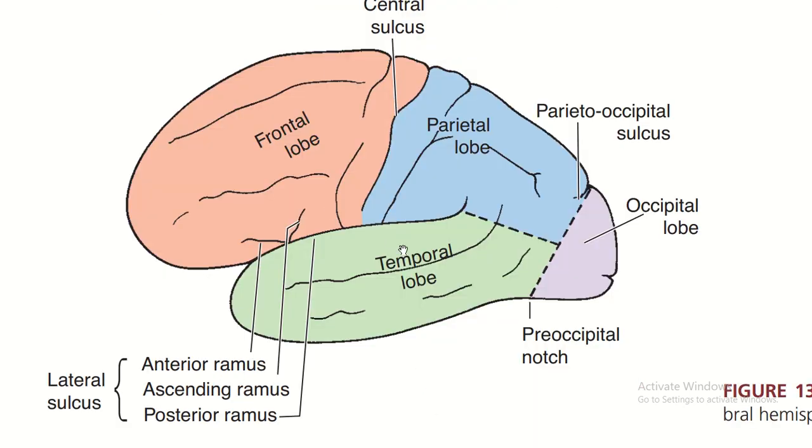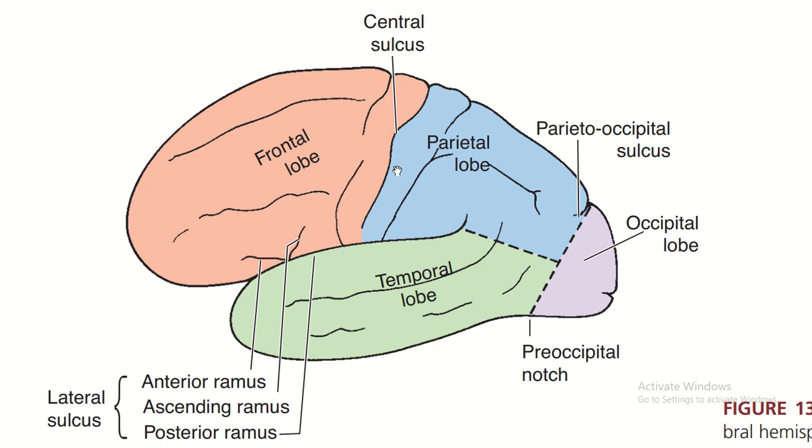Now let's start with the lateral surface of the cerebral hemisphere. Now, we spoke of the central sulcus. So everything that is anterior to the central sulcus is going to be the frontal lobe. And the frontal lobe is going to have a series of gyri and a series of sulci, as we're going to see. Then posterior, you're going to have your parietal lobe. I'm done with the central sulcus.